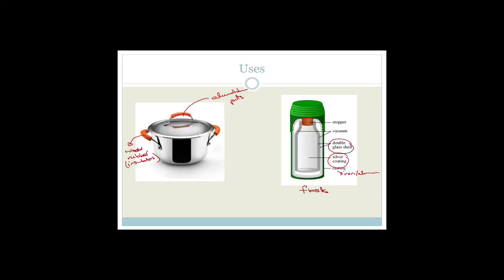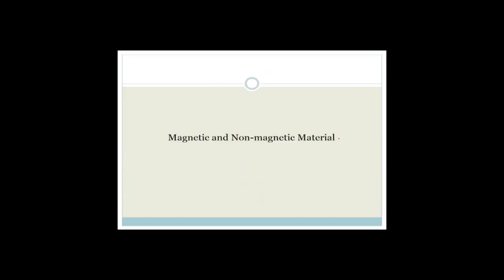Okay, so basically what they've done is they've used several layers to make sure that this is insulated from the outside, so it can keep the heat in, okay? The double glass is separated, and there's a vacuum between the double glass. So that is exactly like I said to you about the double glazing in the cold climates or in your airplane windows. Now let's talk about magnetic and non-magnetic material.